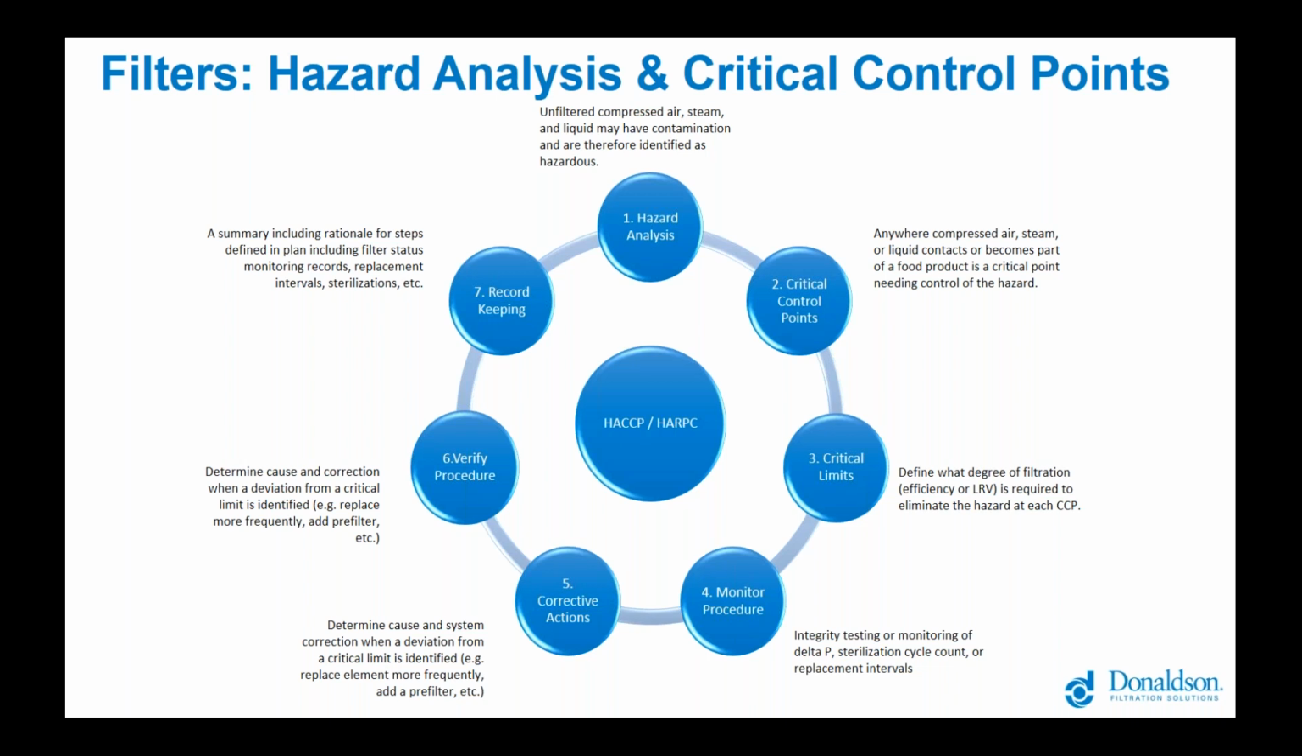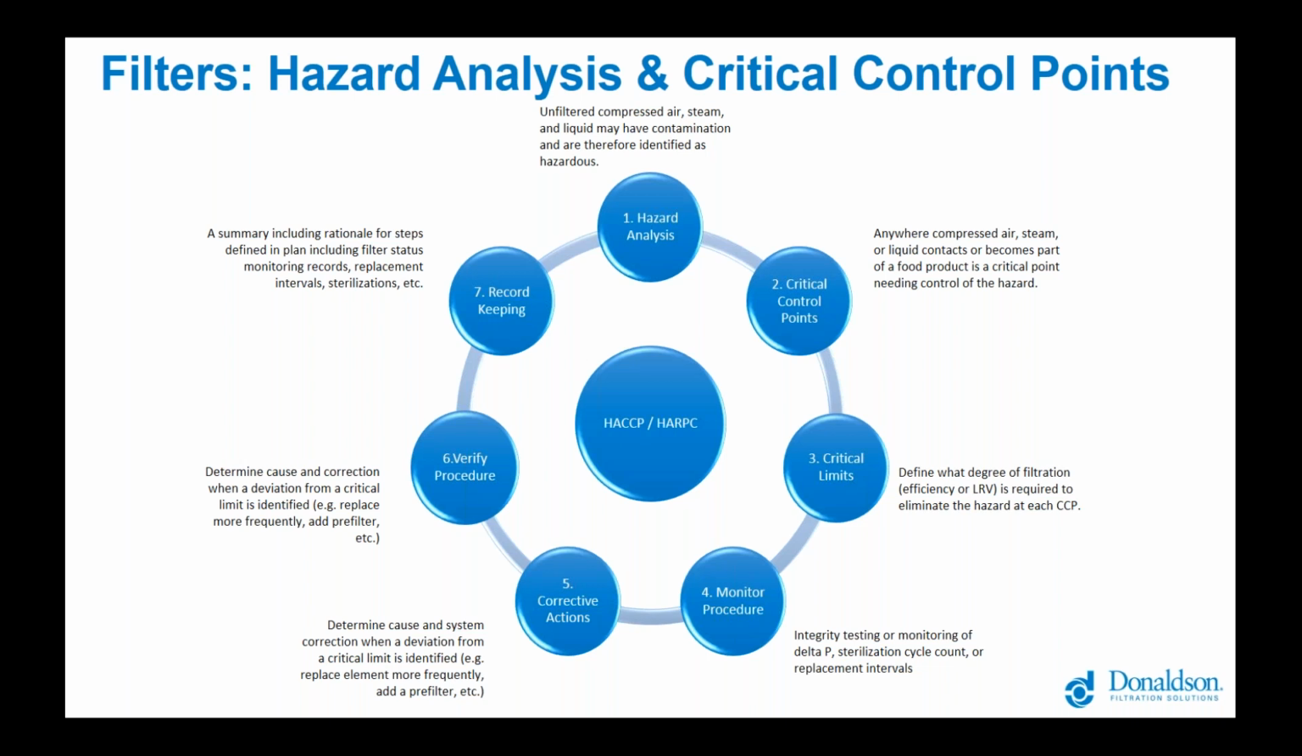Number 5 is corrective actions. Determining the cause and system correction when a deviation from a critical limit is identified. So this might be an example of, I've identified that the integrity test was not passed and what needs to be done to get rid of that problem in the future. Number 6 is verifying the procedure.